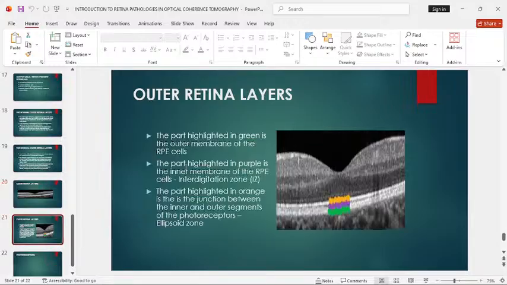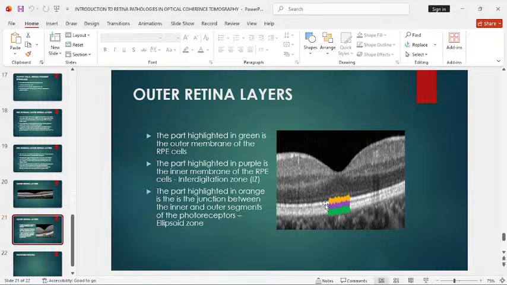Now, for the outer retinal layer, this is an enlarged image of those 3 lines I'm telling you about. The part highlighted in green is the outer membrane of the retinal pigment epithelial cells, while the part highlighted in purple is the inner membrane of the retinal pigment epithelial cells, also now known as the interdigitation zone. And again, the last part, which is the orange part, is the junction between the inner and outer segments of the photoreceptors, which we know as the ellipsoid zone.